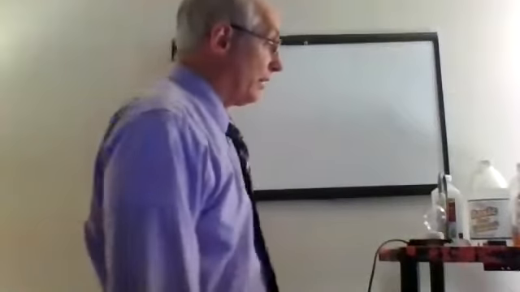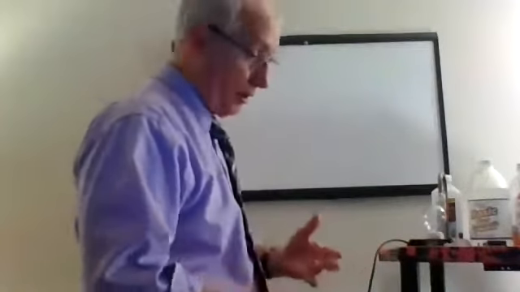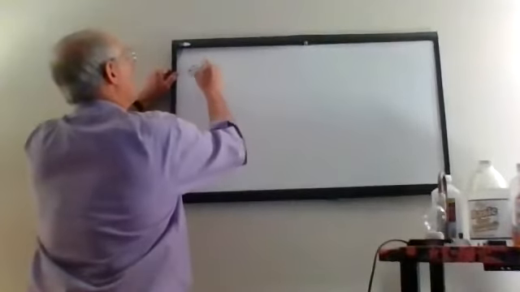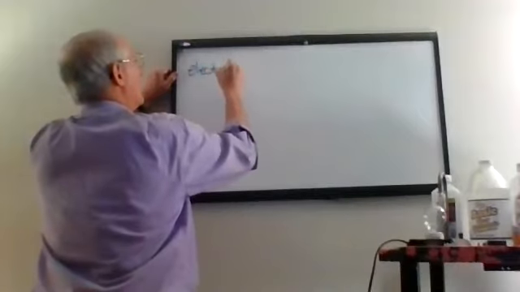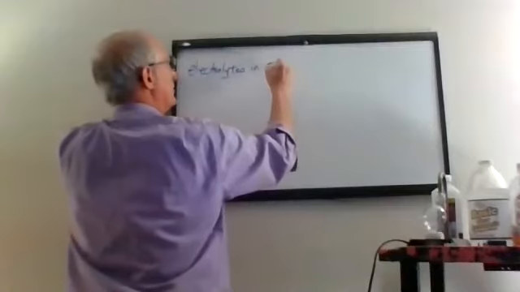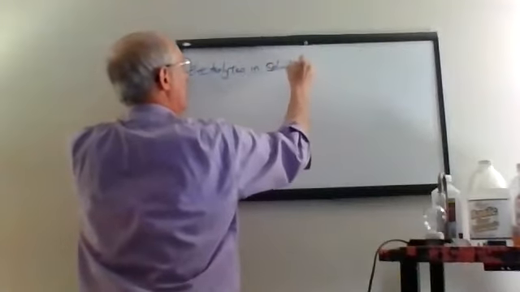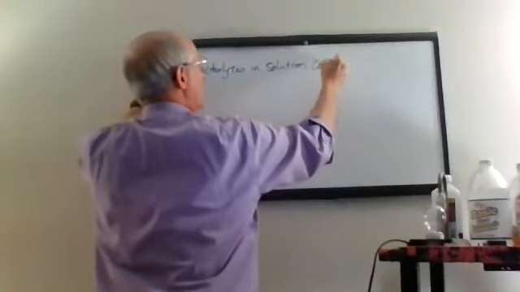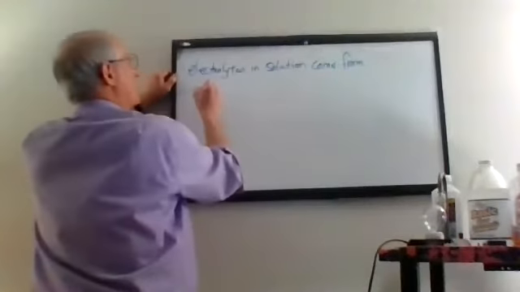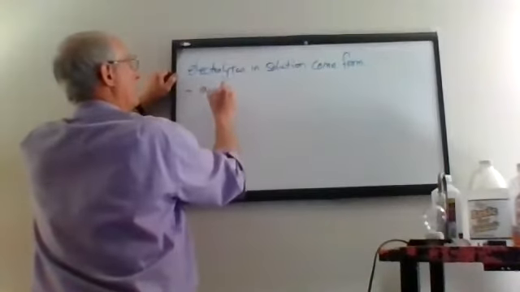So here's what we've got. When we have, let's say, an acid, a base, or a salt, electrolytes in solution come from acids, bases, or salts.